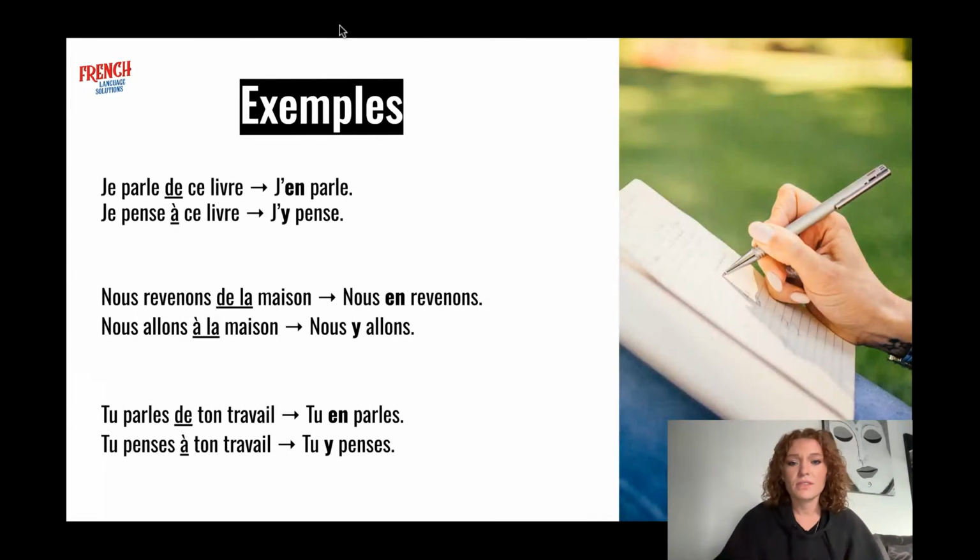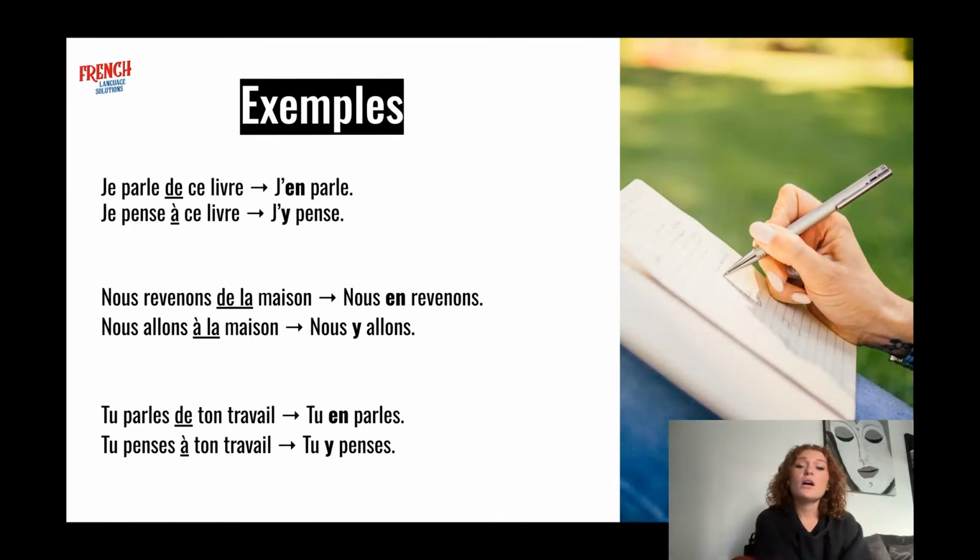This is okay. Here I wrote you a lot of different examples, and you're going to be able to compare the en with the y. It's almost the same phrases, but you're going to see the meaning is a little bit different and the preposition is a little bit different, so will be my pronoun. "Je parle de ce livre." I talk about this book. De is the preposition de. Because it's de, "j'en parle." I talk about it. I replace my de ce livre with en.